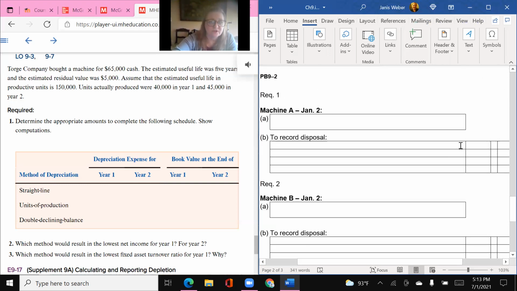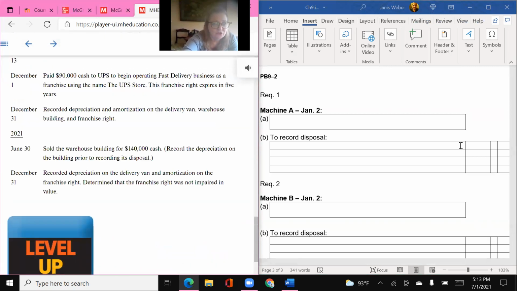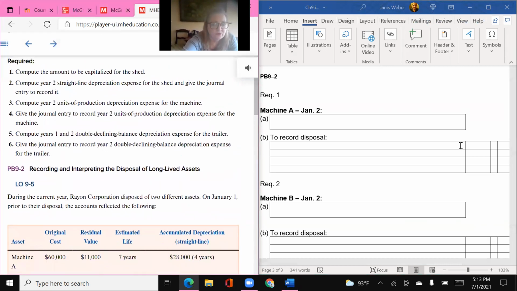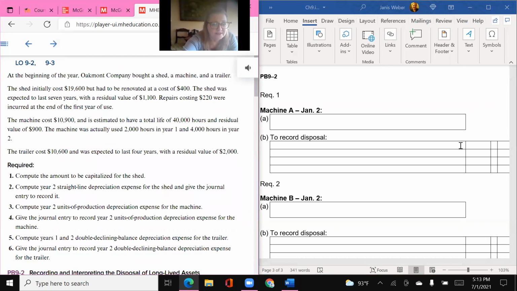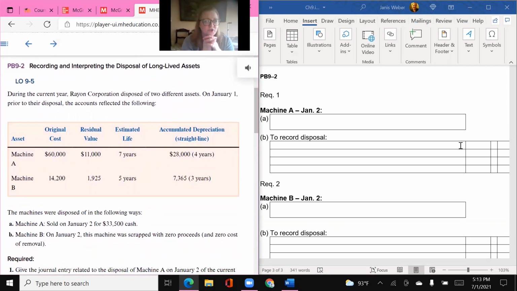Now we're going to do one more exercise. This one's in the B-set problems. Let me go grab it. PB92. It is on page 436. So this one, it says, during the current year, Rayon Corporation disposed of two different assets. On January 1st, prior to their disposal, the accounts reflected the following.